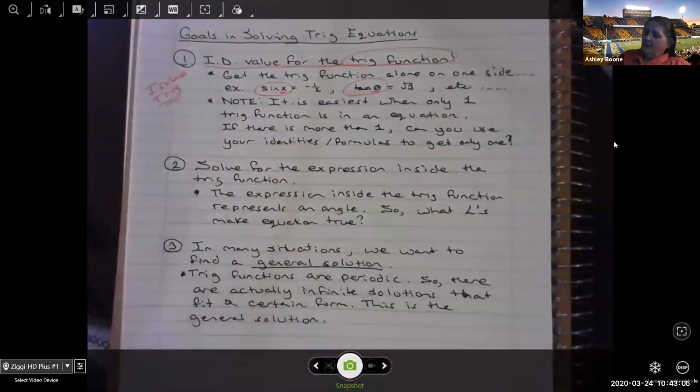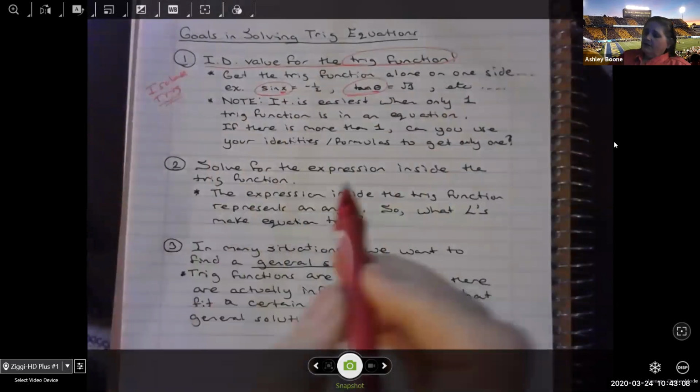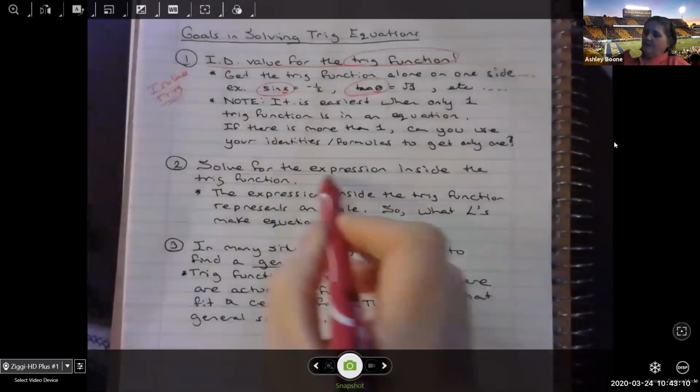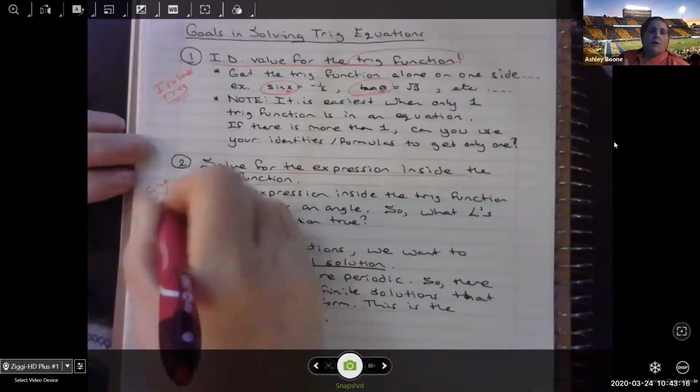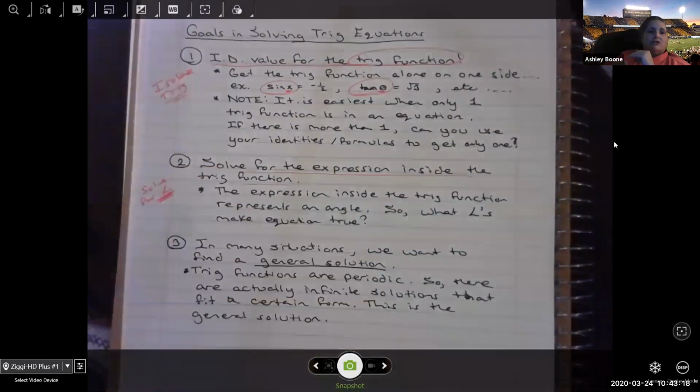Your second step is solve for the expression that's inside the trig function. Solve for the angle. What angle makes that trig function true? We just did that when we talked about sine of x equaling -1/2. The angles that made that true on one revolution of the unit circle were 7 pi over 6 and 11 pi over 6. Okay? That represents an angle. What angles make it true?